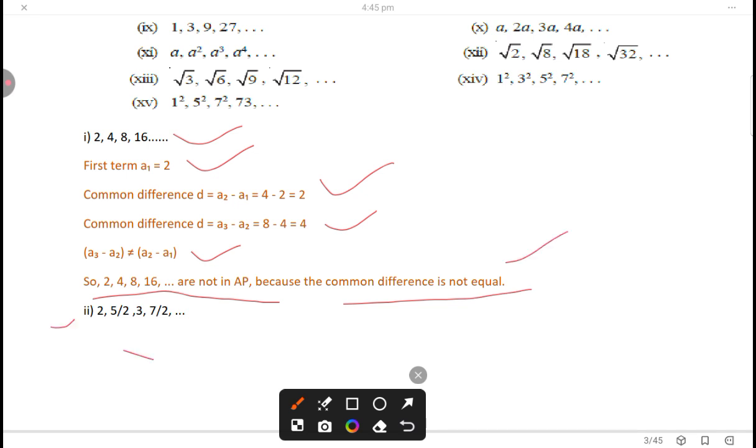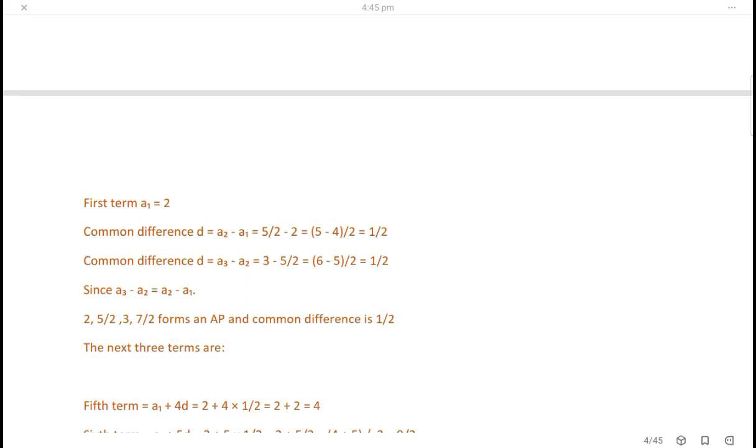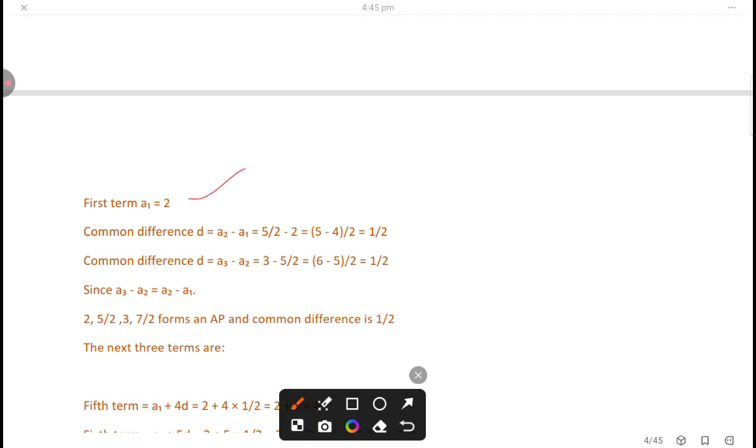One more question: 2, 5/2, 3, 7/2. Here the first term is a1 equal to 2. The common difference is 1/2, of the second term and first term, and of the third term and second term. So here the common differences are the same. So these numbers are in AP. So the next three numbers you can write.